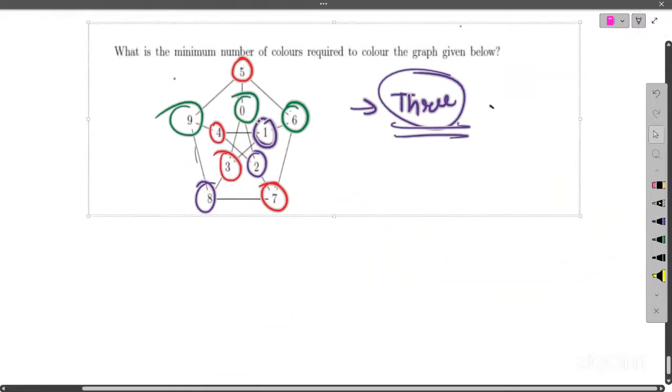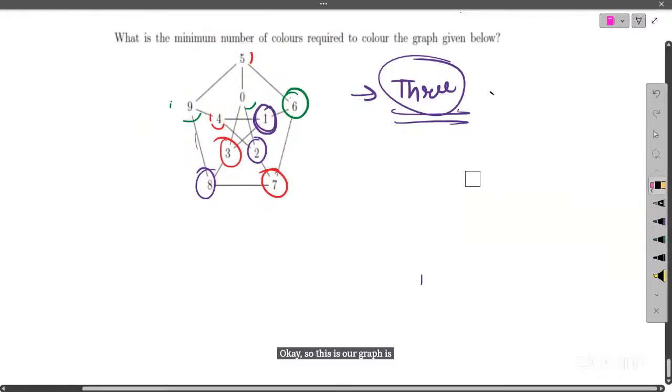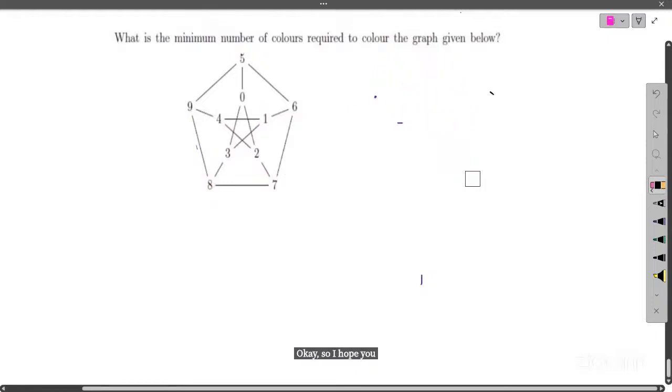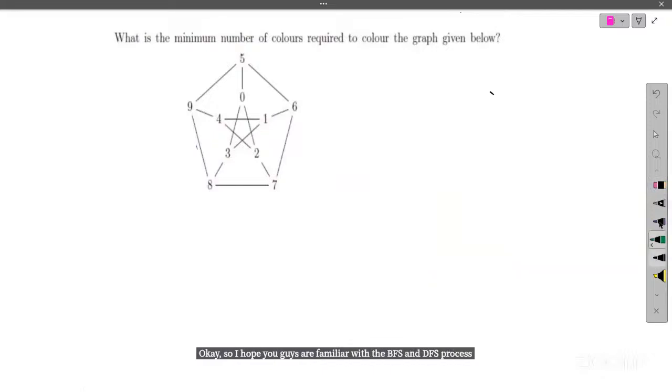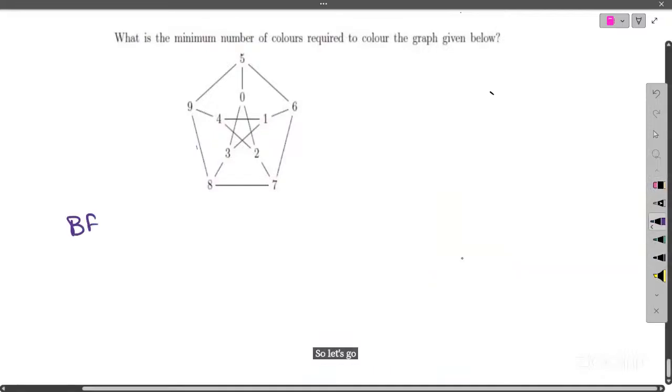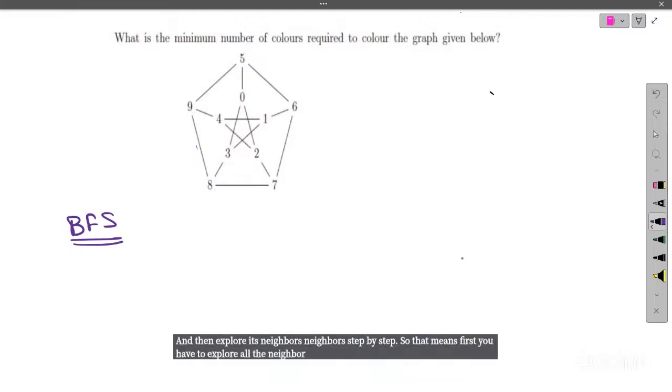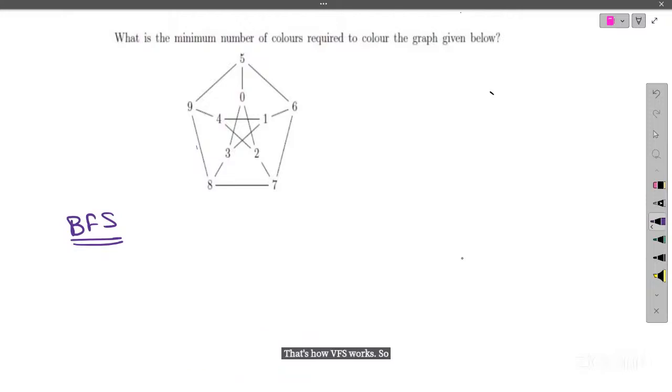Okay, so this is our graph. In this graph, let's try to find out what a BFS tree is and what a DFS tree is. I hope you are familiar with the BFS and DFS processes and how they work. Let's go with BFS first. BFS says select one vertex, then go to its neighbors and explore them step by step. That means first you explore all the neighbors of the source vertex, then go to their neighbors and explore all the neighbors of neighbors, and then go to the next step. That's how BFS works. So let's start the BFS process from vertex number 5.